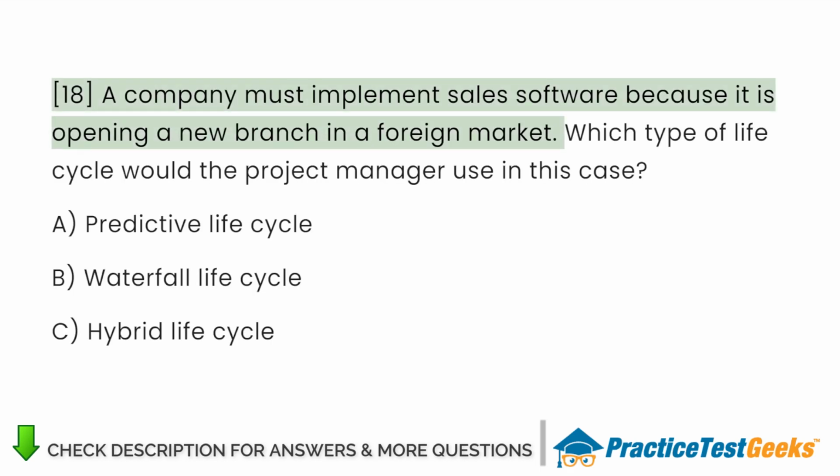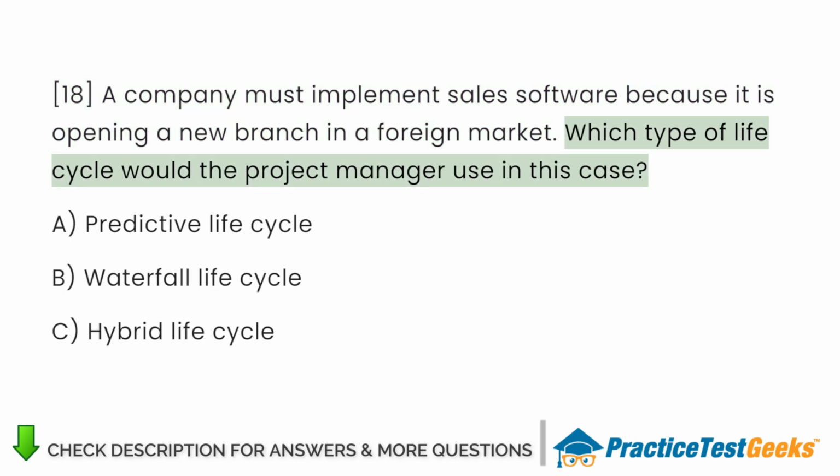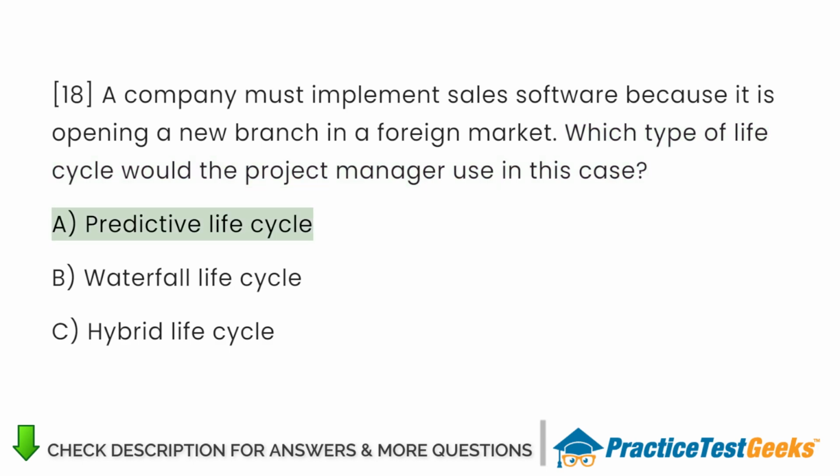A company must implement sales software because it is opening a new branch in a foreign market. Which type of life cycle would the project manager use in this case? A. Predictive life cycle. B. Waterfall life cycle. C. Hybrid life cycle.